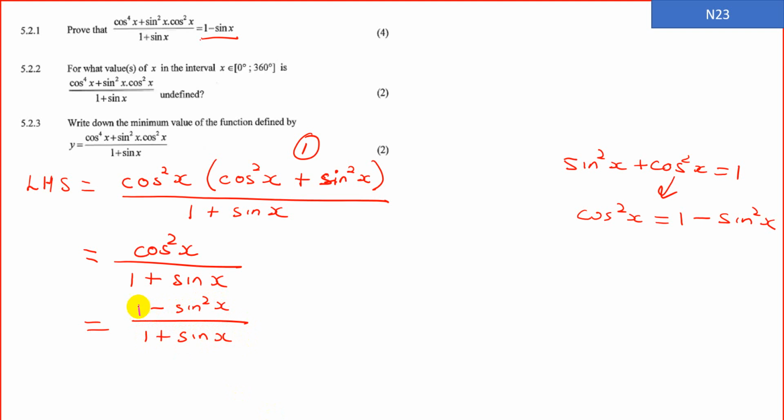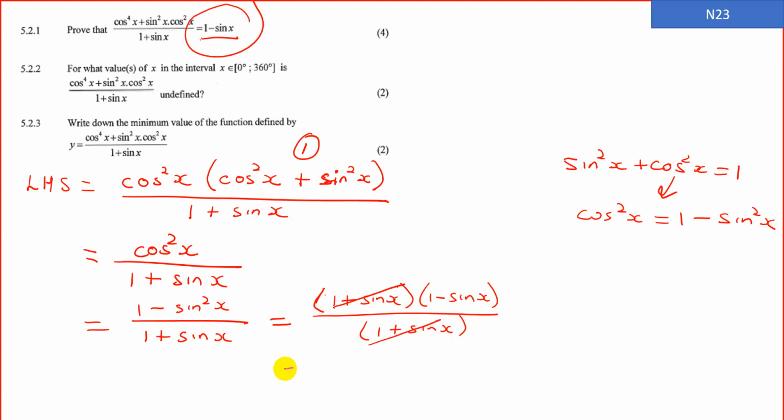Now you'll notice 1 minus sine squared x on the numerator is actually a difference of squares, which we can factorize to be 1 plus sine x times 1 minus sine x. And our denominator stays as 1 plus sine x. And then you'll notice we can cancel off the 1 plus sine x, which leaves us with 1 minus sine x, which is equal to the right-hand side. And that is how we managed to prove that.